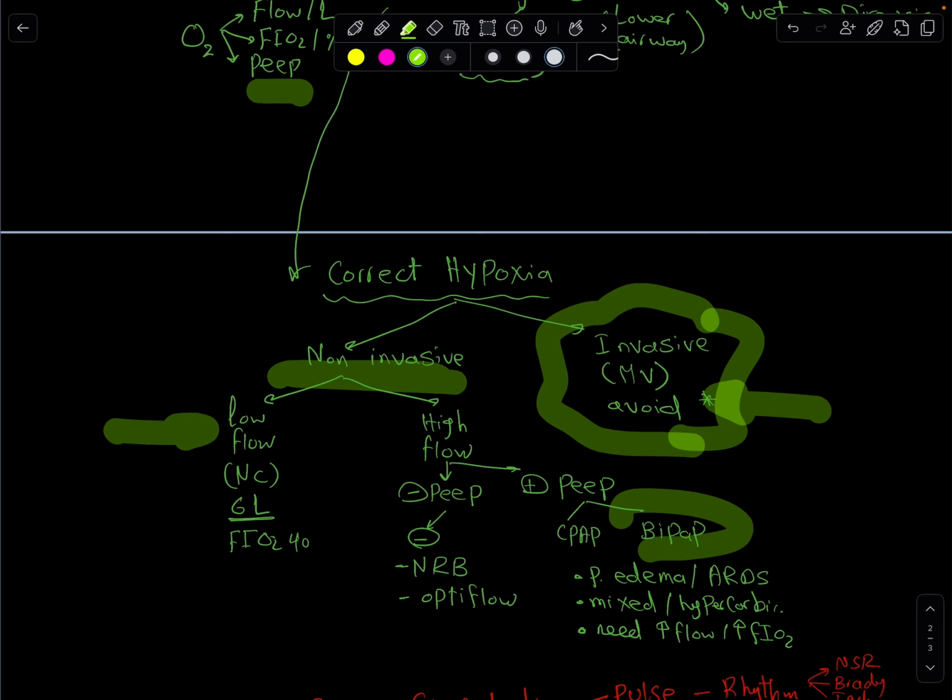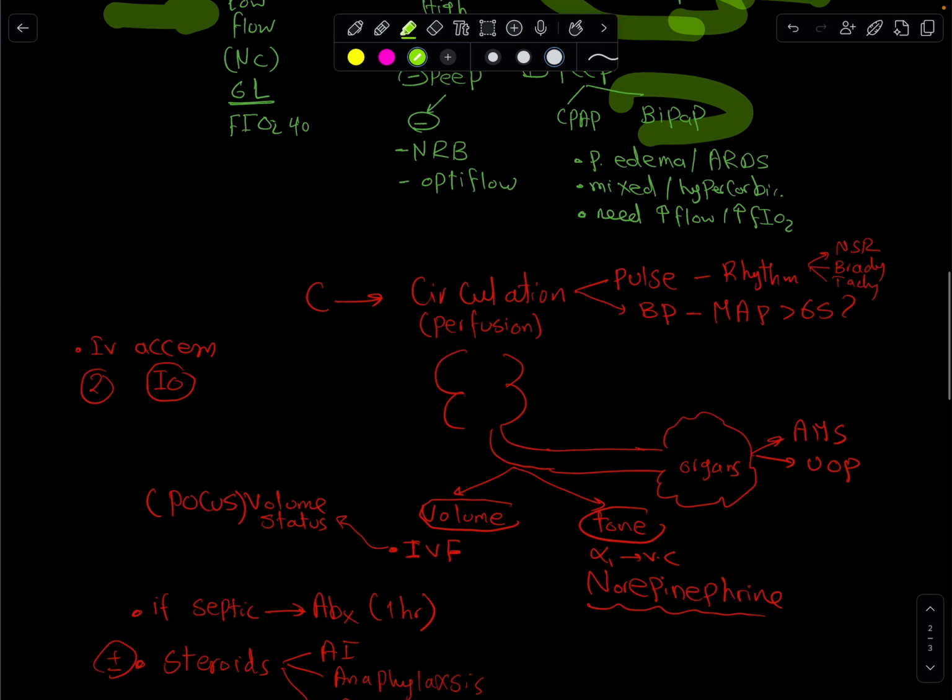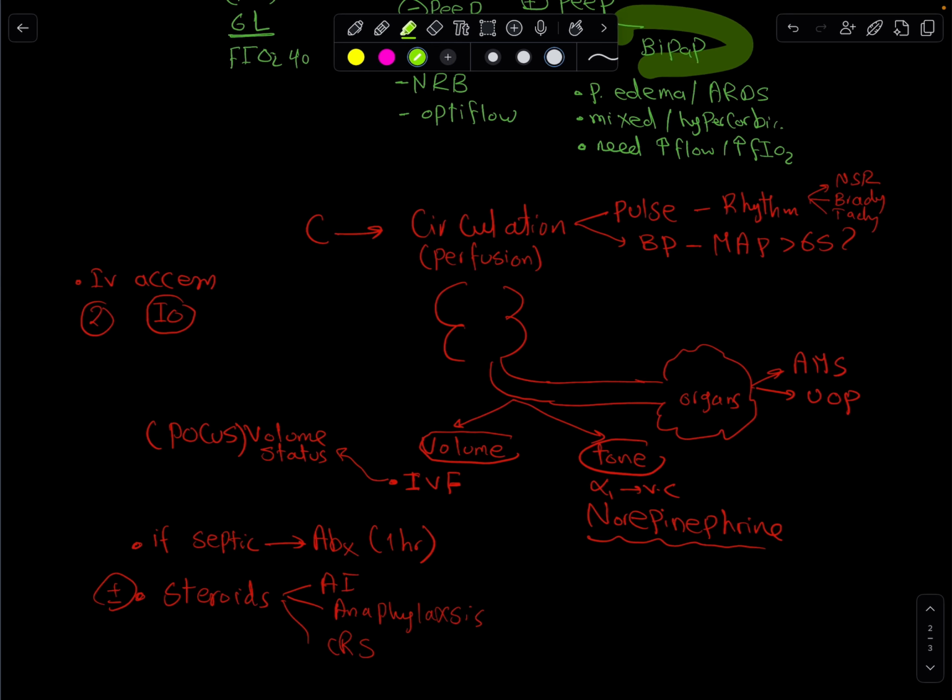So we talked about the airway, we talked about the breathing and how to correct hypoxia and hypercarbia. The third part is circulation. When we talk about circulation, we talk mainly about perfusion. So we have the heart, and the vessels coming out of the heart to perfuse the organs. So how do you assess circulation? First, you need to make sure the patient has a pulse, right? This is the first thing.